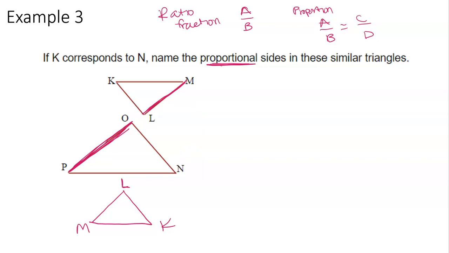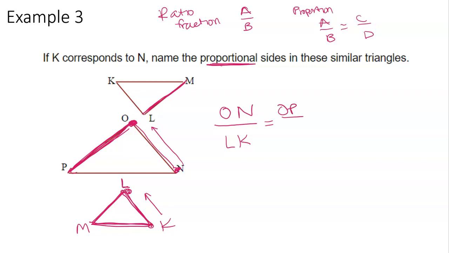So now if we have this here, what relates? Proportional sides. So O to N, what does that relate to? O to N is going to relate to L to K. And the order does matter, right? We didn't go NO. If we did NO, it would be KL, which is fine, but we just have to match it up. So now we've got O to P is going to relate to L to M. And P to N is going to relate to M to K.